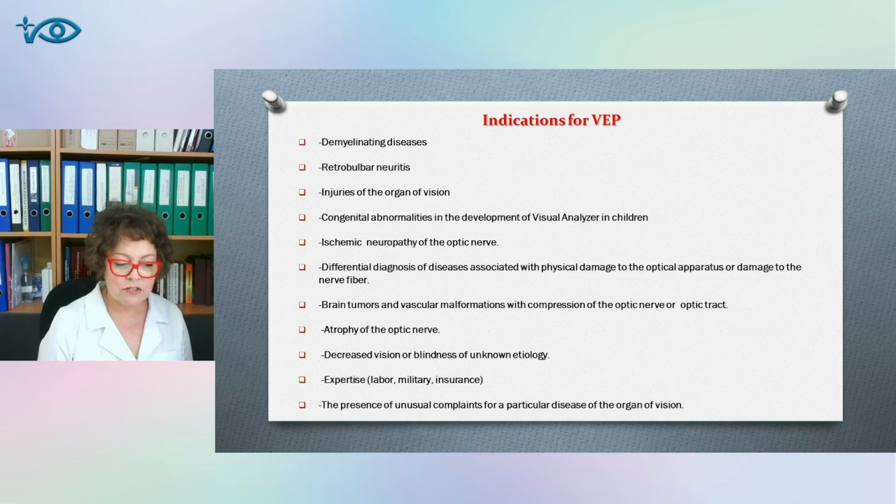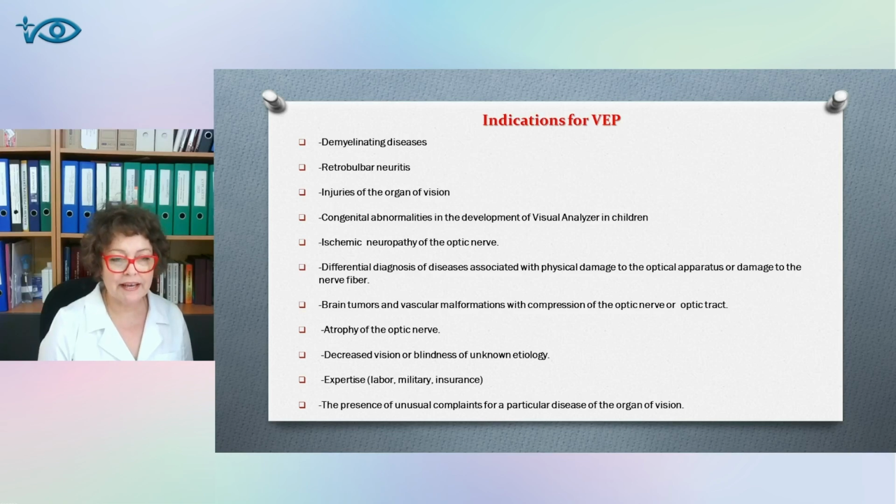Retrobulbar neuritis, injuries of the organ of vision, congenital abnormalities in the development of visual analyzer in children, in particular retinopathy of prematurity and amblyopia, ischemic neuropathy of the optic nerve, differential diagnosis of diseases associated with the physical damage to the optical apparatus or damage to the nerve fiber, brain tumors and vascular malformations with compression of the optic nerve or optic tract, atrophy of the optic nerve, decreased vision or blindness of unknown etiology, expertise, labor, military insurance, the presence of unusual complaints for a particular disease of the organ of vision.